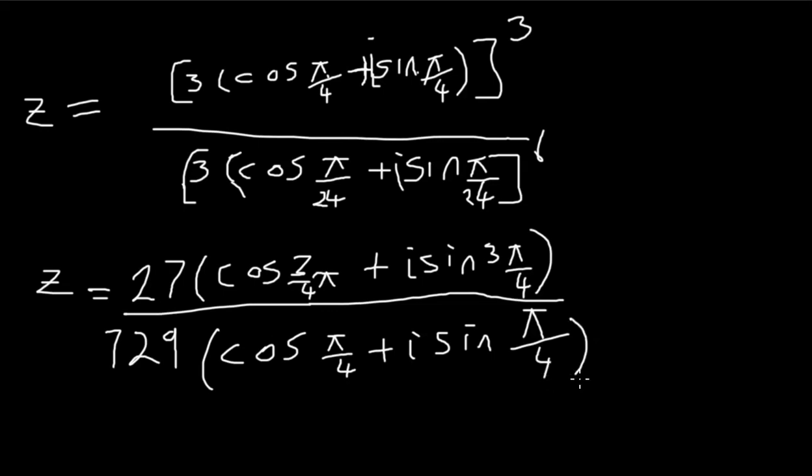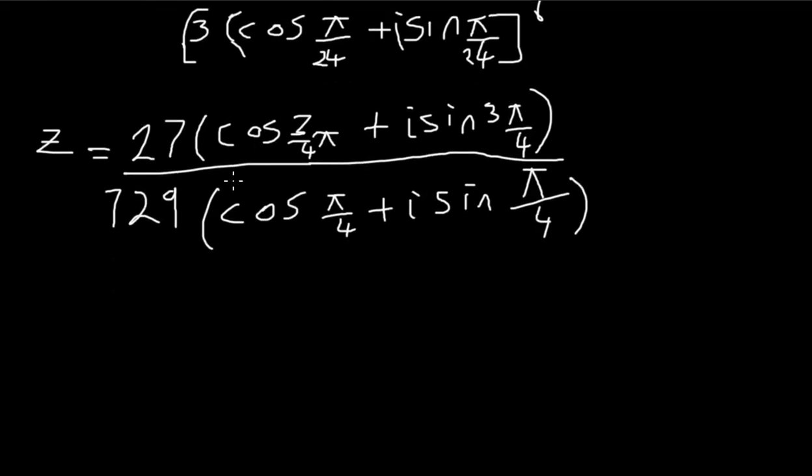So now we are dividing complex numbers, this into that. When you're dividing complex numbers, what you should bear in mind is that you are going to divide the magnitudes of these complex numbers, and when you divide 27 by 729, your answer will be 1 over 27. So that is going to be the magnitude of the final complex number. Then you write cos there.